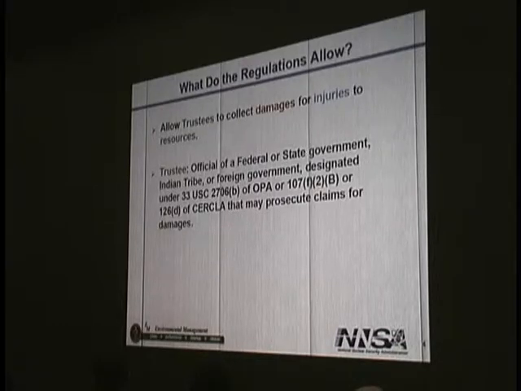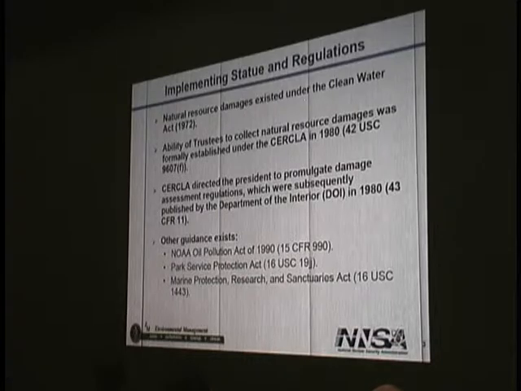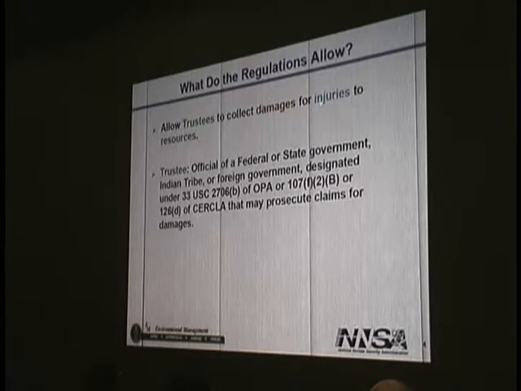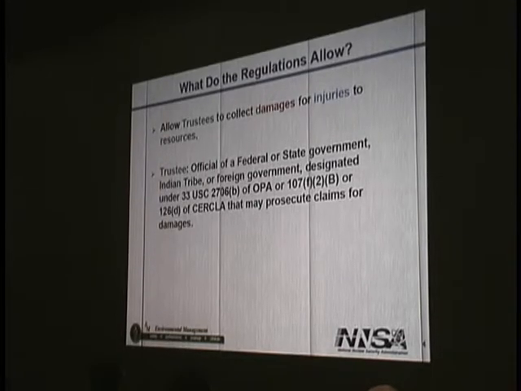So I want to define for you guys what this means. And it comes down to this sentence. The regulation, what does it allow for? What is a claim? So I'm going to define what a trustee is, what damages, injuries, and resources are. But it allows trustees to collect damages for injuries to resources. And so what's a trustee? Well, a trustee is an official of a federal, state, or Indian tribe that is designated under the statute to act on behalf of the public or the entity, i.e. tribal government, that they're holding a resource in trust for.